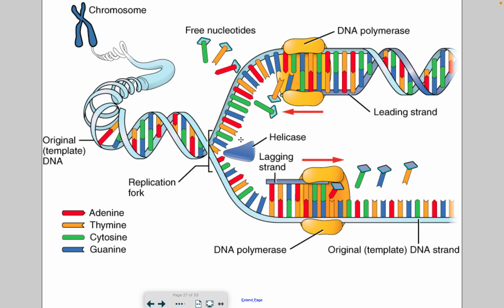First off, DNA has to be unzipped. So you can see here DNA helicase acting like a wedge, unzipping the DNA, so these strands are exposed. Second step, DNA polymerase binds and is reading complementary.